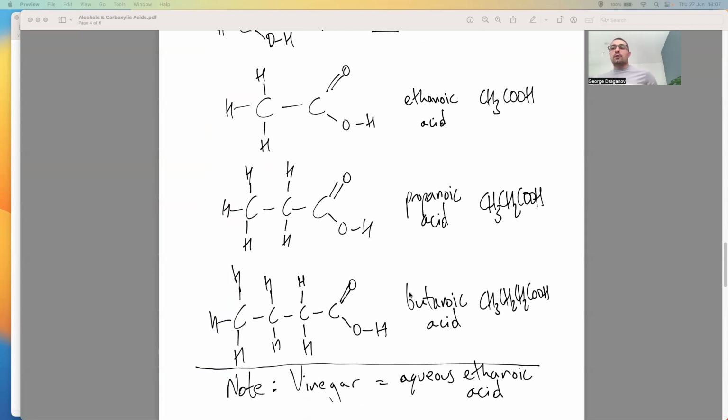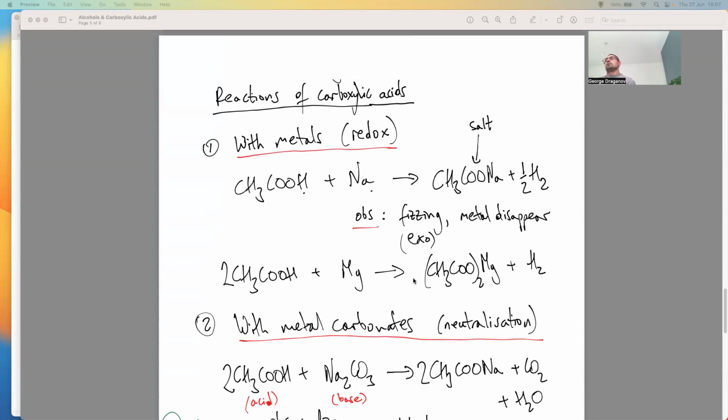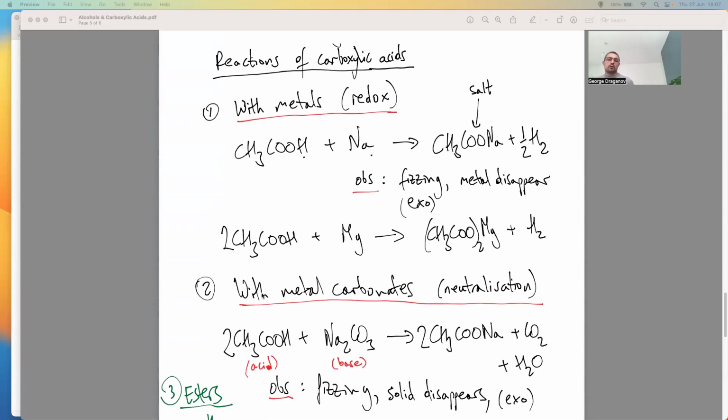Next, you'll need to know the reactions of the carboxylic acids with metals and metal carbonates. And I'm also going to do alkalis, just in case. It can be an applied knowledge question. So let's look at the first reaction. Metal reactions, carboxylic acid with metals.